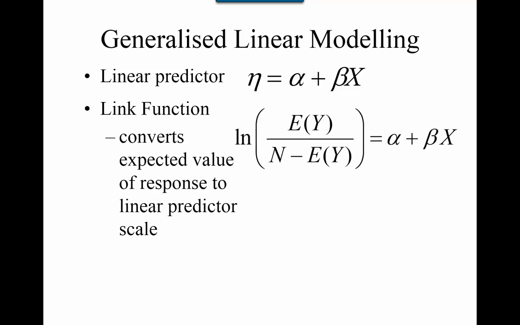And the default link for a binomial model looks like this. It's called the log odds or logit link. We take the expected value of y, in this case the number of cells bleached, divided by the number of cells that don't bleach, n being the total, the expected value of y being the ones that we want. So that's the ratio of the successes to the failures, and then we take the logarithm of that. That quantity is going to be equal to our linear predictor.